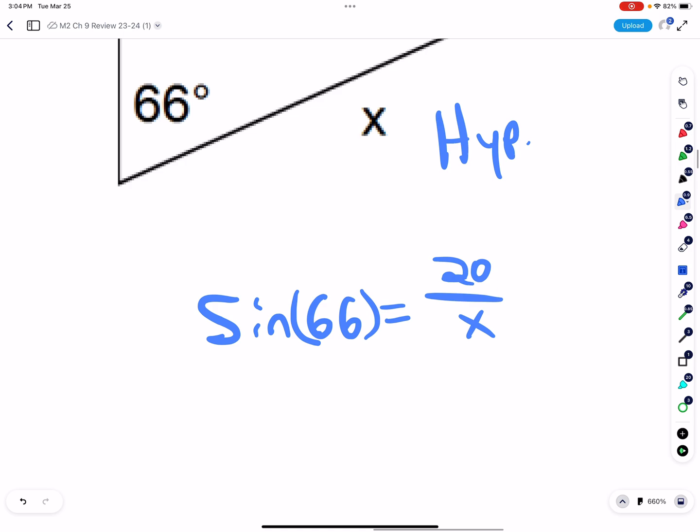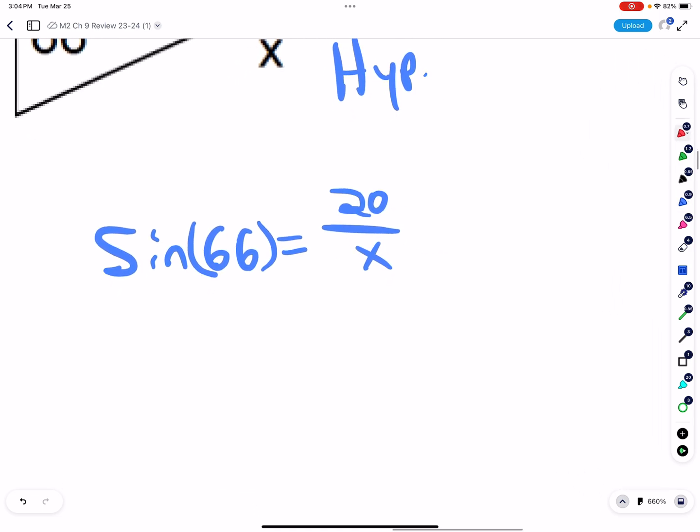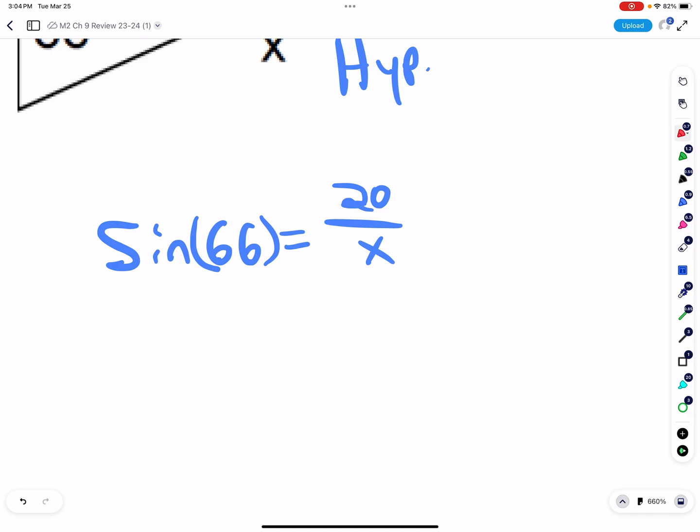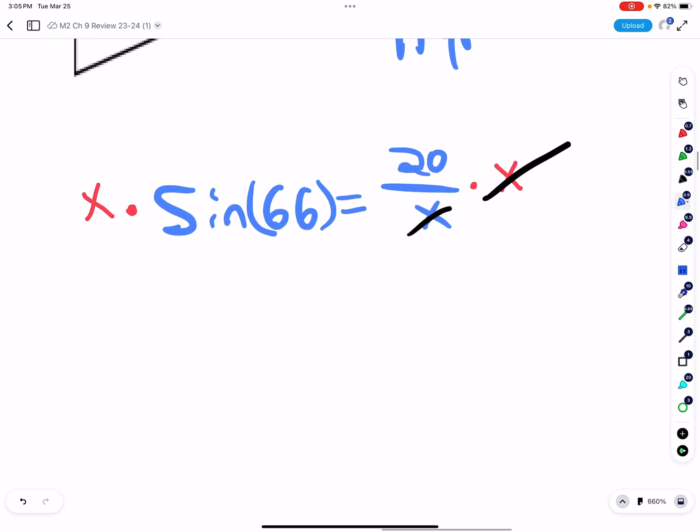And this is why this one's different, because x is on the bottom. So it's going to require just another step. So we start by multiplying by whatever's in the bottom of our fraction. This time it's x, so that those guys cancel. And we get x times the sine of 66 is equal to 20.